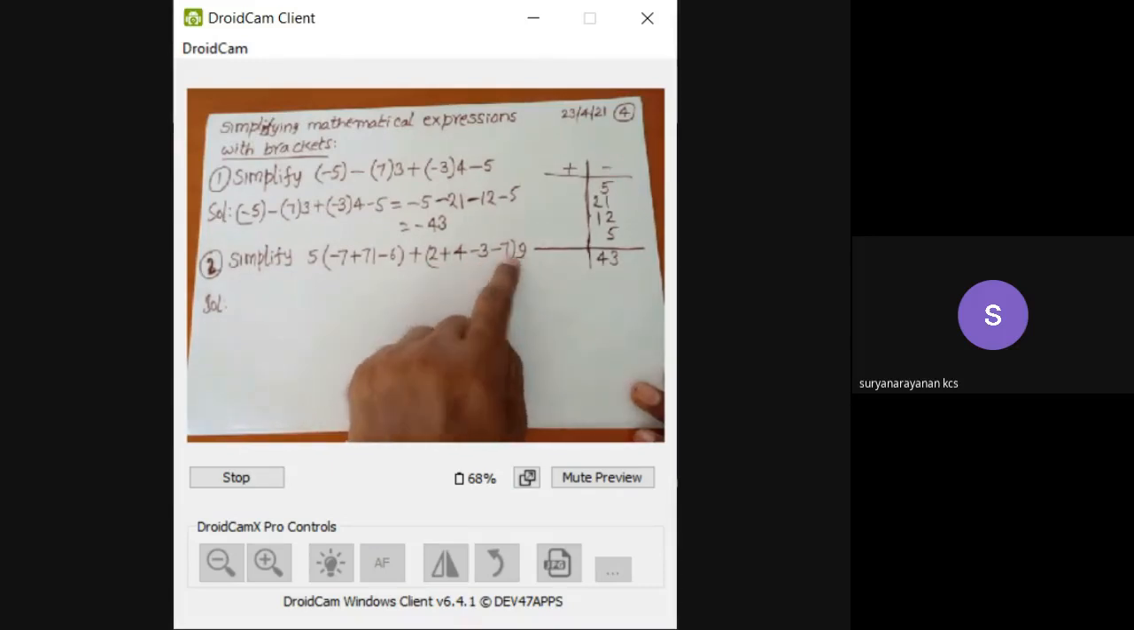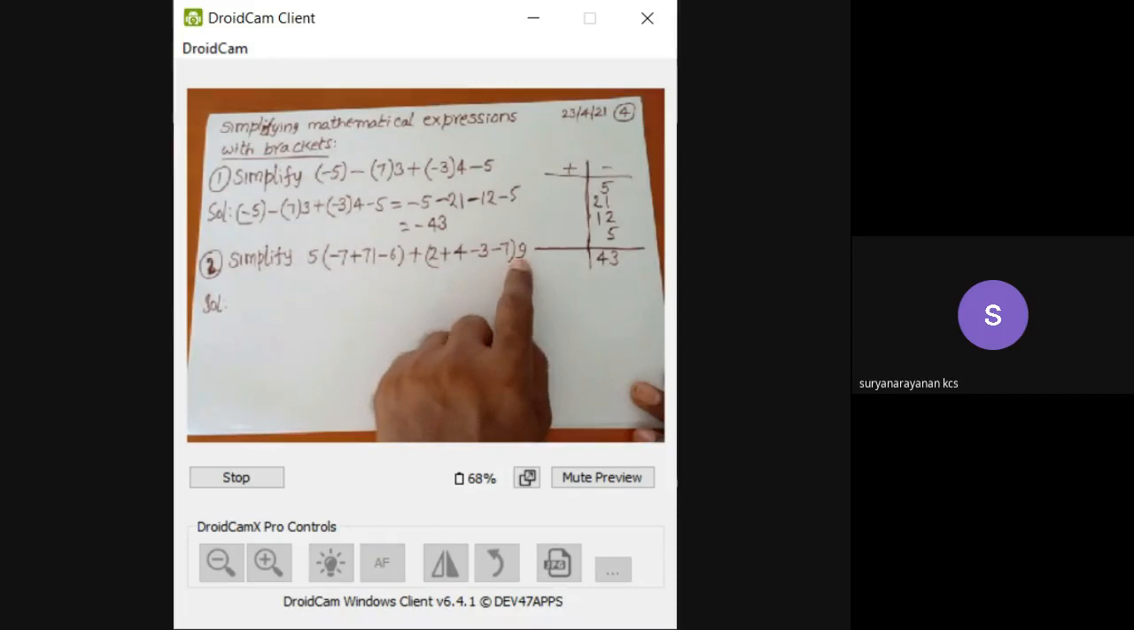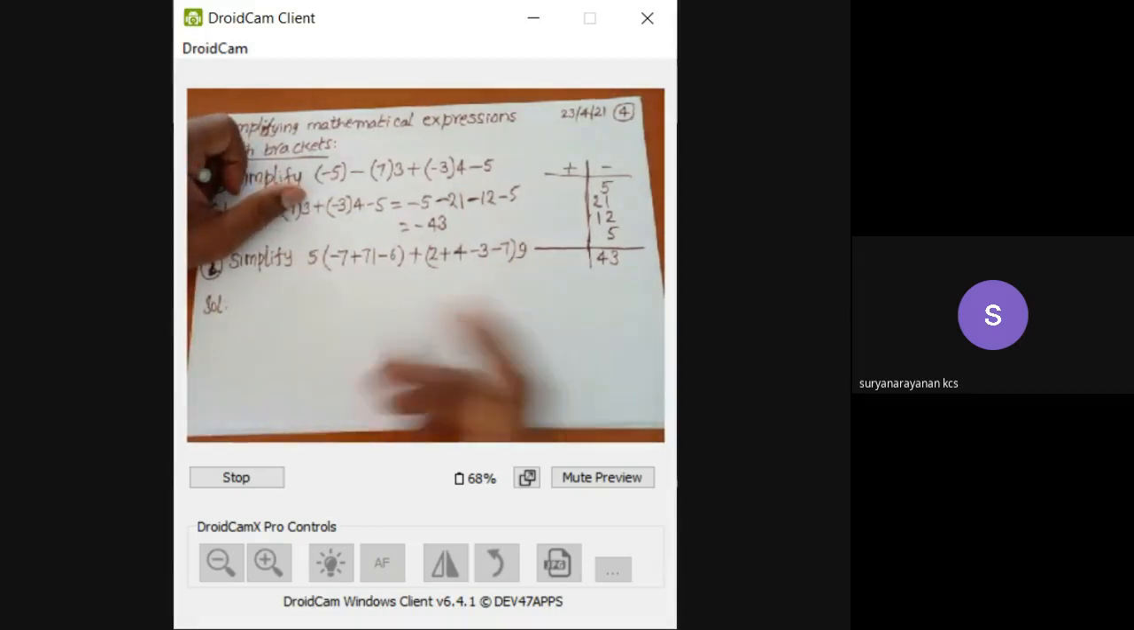If there is a number immediately before a bracket or immediately after a bracket, we read it as into that number. Okay, so let us simplify this expression.